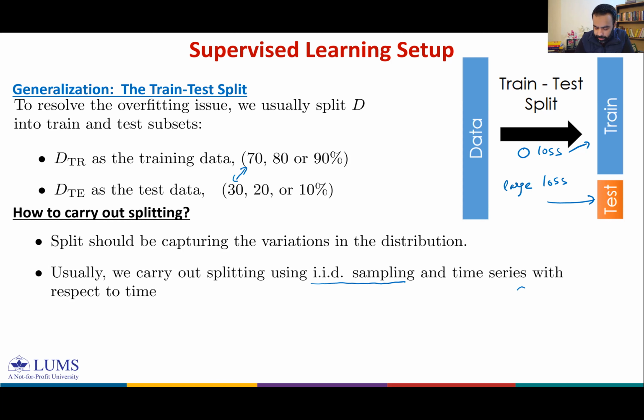For example, if we have a data something like, say, temperature per day for a year, right? So we say for the first 9 months we use for training, for the next 3 months we just use for testing. We split with respect to time.